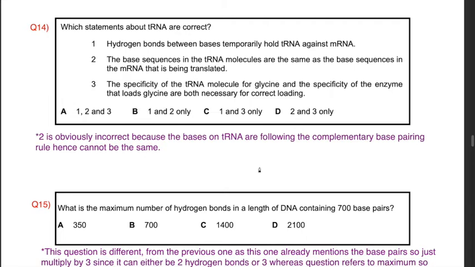Hydrogen bonds between bases temporarily hold tRNA against mRNA. Yes, that is correct. The specificity of the tRNA molecule for glycine and the specificity of the enzyme that loads glycine are both necessary for correct loading. Yes, that is also correct. As you can see, we have no other choice but to go for answer C, because statement 2 is obviously incorrect. It is impossible to have the same bases in both the tRNA and mRNA when it is being translated, because when translated it follows the complementary base pairing rule. And what is that rule? A binds with T or U, C binds with G. Therefore, the answer is C, 1 and 3 only.